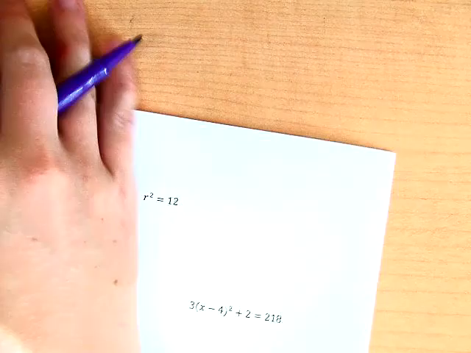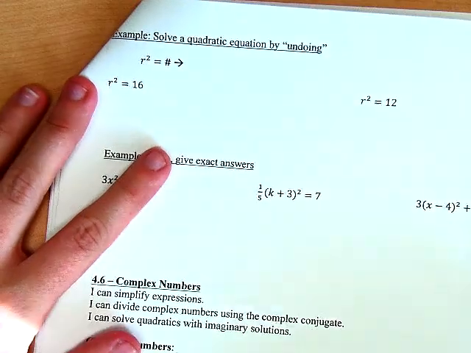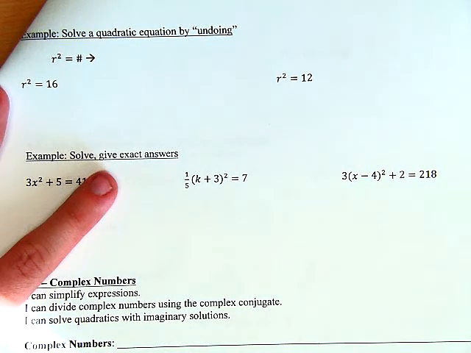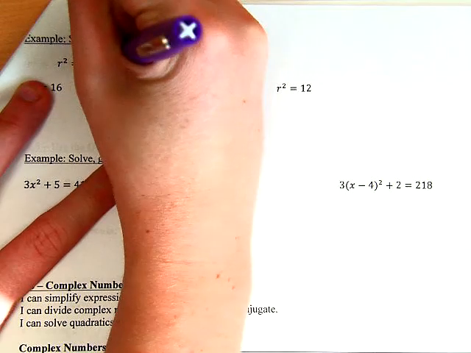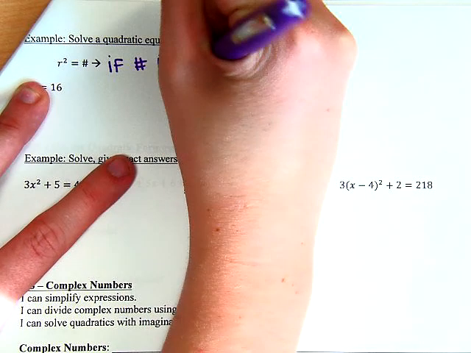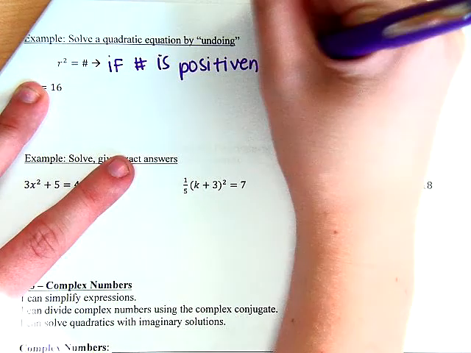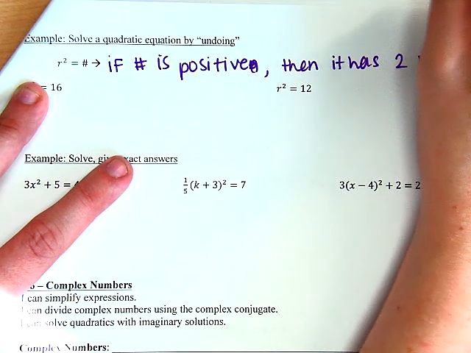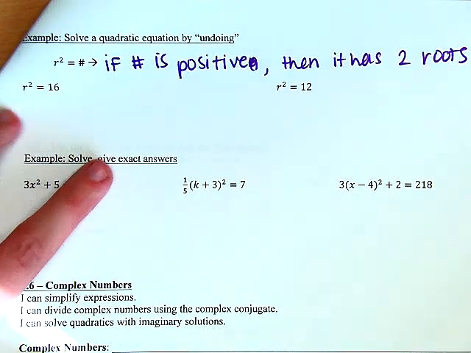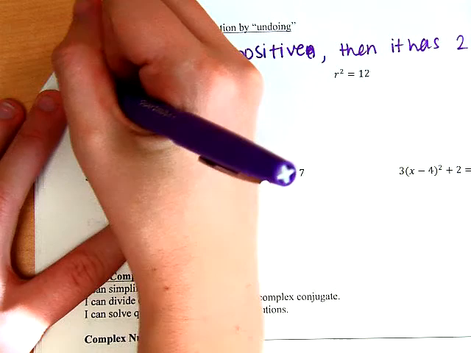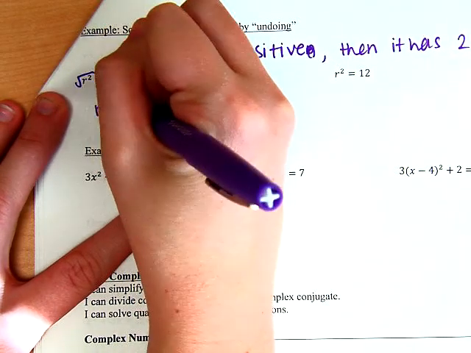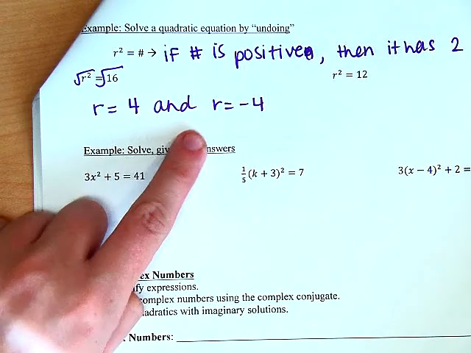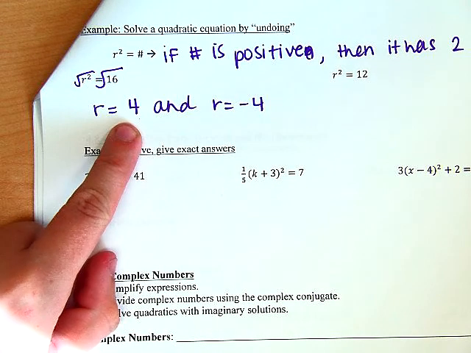Keep going here. Solving a quadratic equation by undoing. So you're just undoing something. So if we got r squared, I get a number. If my number is positive, then it has 2 roots. It's got 2 answers here. So it's a positive and a negative. So here we got, when we take my square root here, I get r equals 4 and r equals negative 4. Because negative 4 squared gives me 16 and 4 squared gives me 16.